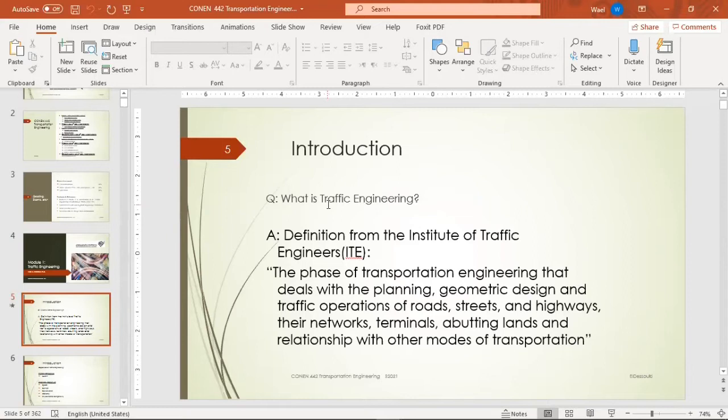It means here that traffic engineering is more focused on the operation of infrastructure. It's not on the structural design of the pavement or the highway. No, it's on the geometric design, okay? That means if you are designing a highway, how many lanes you need to have? What is the lane width, the shoulder dimension? But the structure of this, no, we are not focusing on this here, okay?